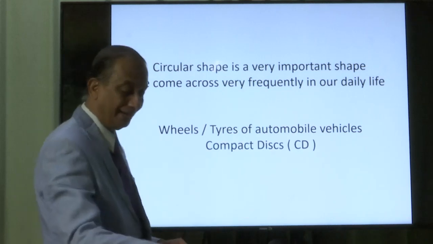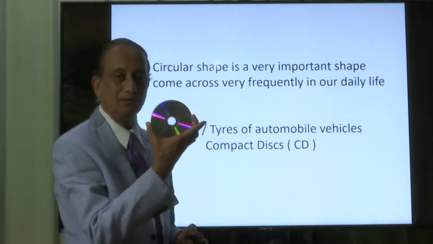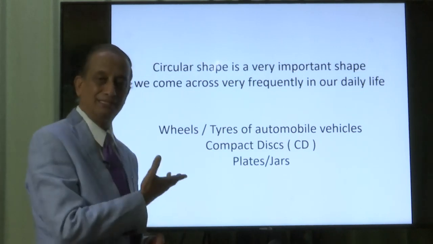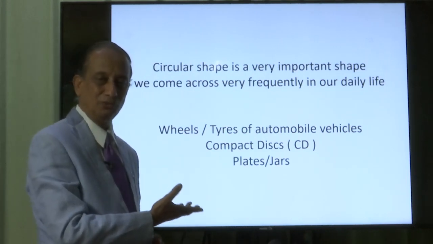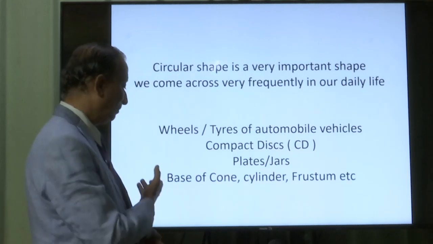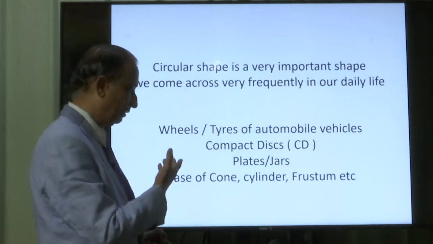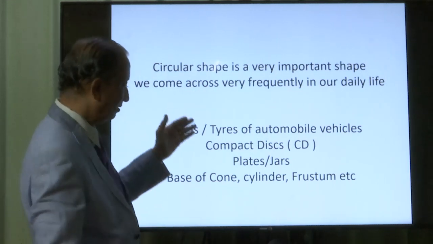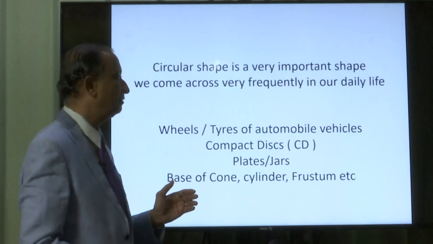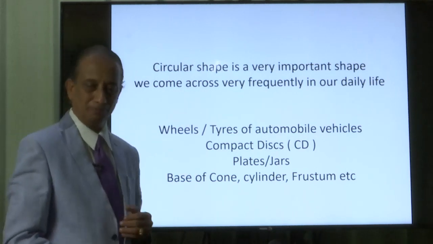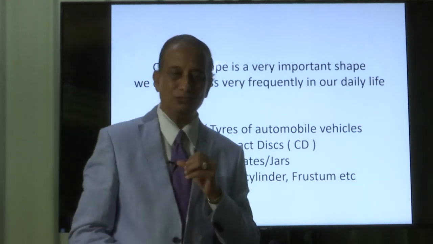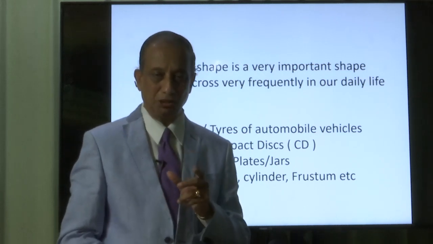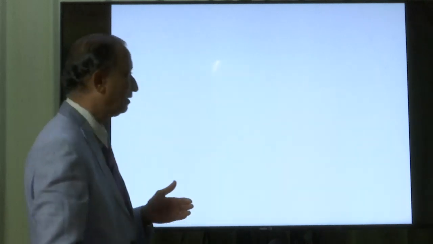Then the compact disc, the CD, is also in a circular shape. And then plates and jars, utensils that we use in our kitchen, and the base of a cone, that of a cylinder and a frustum, etc. They are all some of the important examples of circular shape. So in this session it is worth discussing the circle, the circular shape, and certain important basic concepts of this.